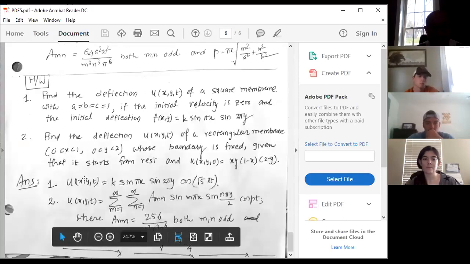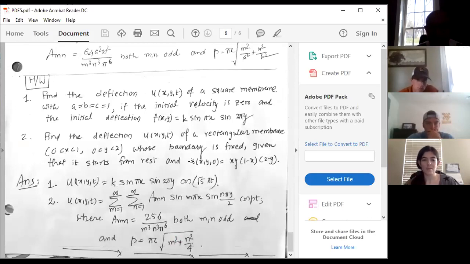Answer of this example: u(x,y,t) = k sin(πx) sin(2πy) cos(√5 π t). Don't you think this example is exactly parallel to the first example, whatever we went through? Yes or no, guys? Please say something, please. Yes. That's why 6 examples already I posted on Canvas for you guys.